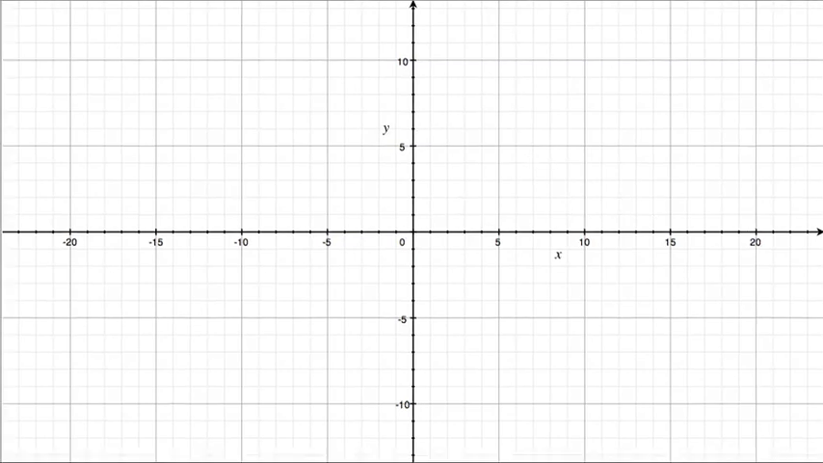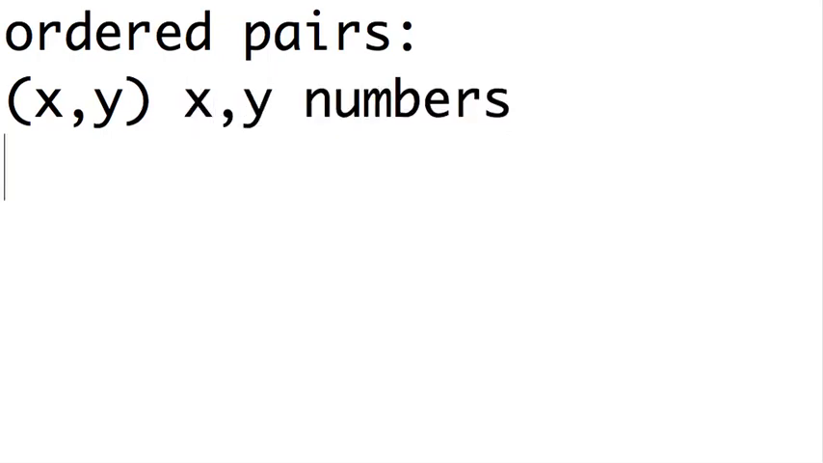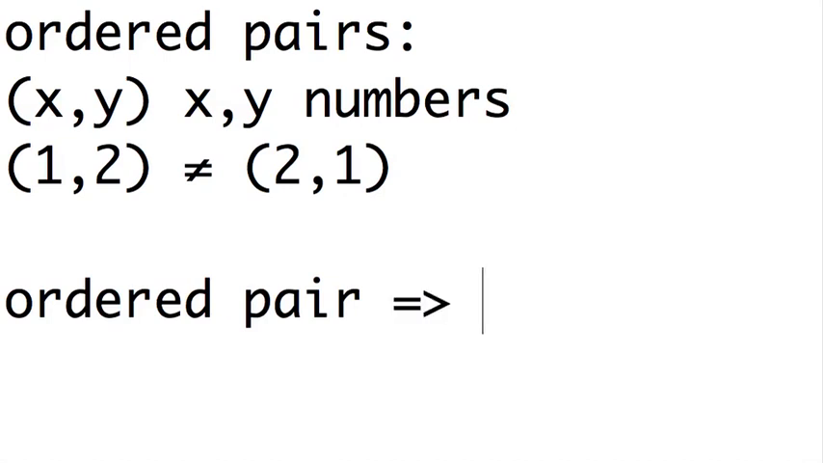Now, in the plane, we want to represent points, and the way we're going to do this is by ordered pairs. An ordered pair is just a pair of numbers written in parentheses, (x, y), where x and y are numbers. They're called an ordered pair because it matters the order that I write the numbers in. (1, 2) is not the same thing as (2, 1) because 1 comes before 2 in the first and 2 comes before 1 in the second. We care about ordered pairs because given an ordered pair we get a point.